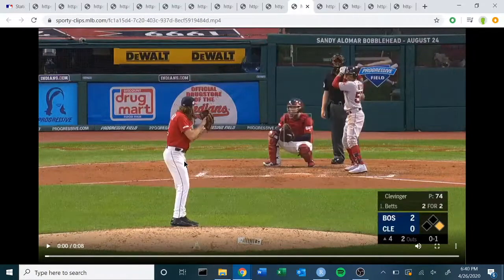So Clevenger is right where he wants Betts at 0-1. If I'm Clevenger here, again, it's pretty much either fastball somewhere in the zone or slider out here. I'm probably saving that slider out here for a little bit later in the at-bat, so I would think that there's a fastball coming here as well, probably outer half.